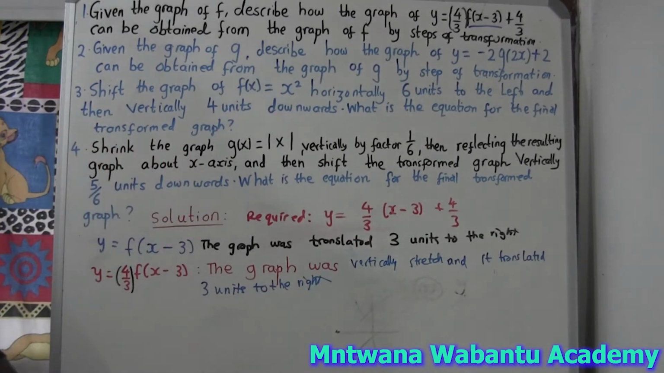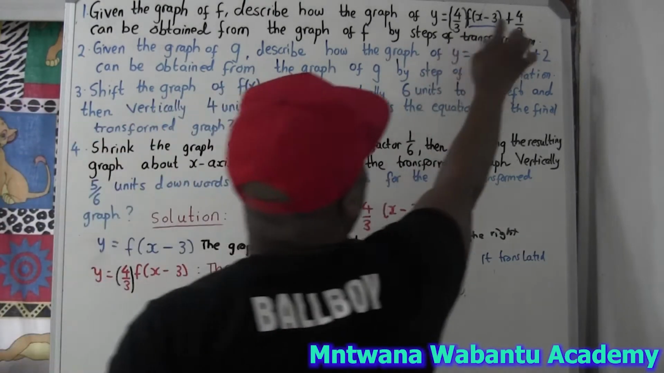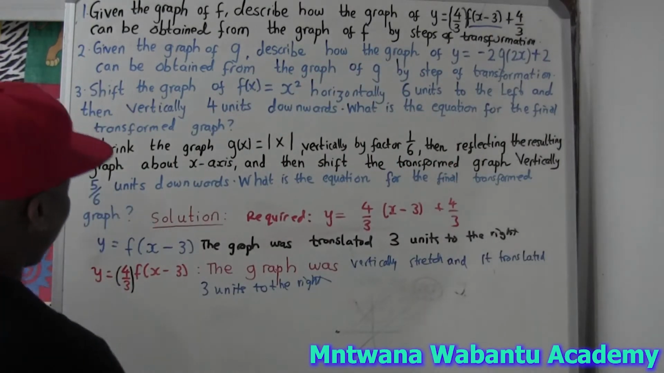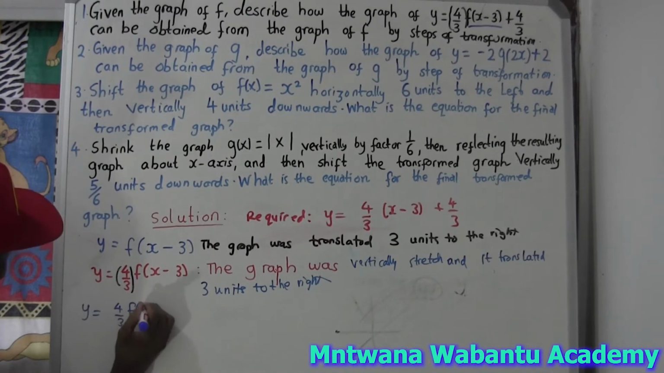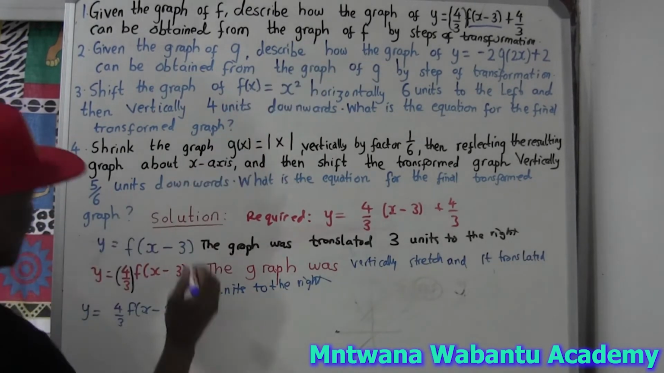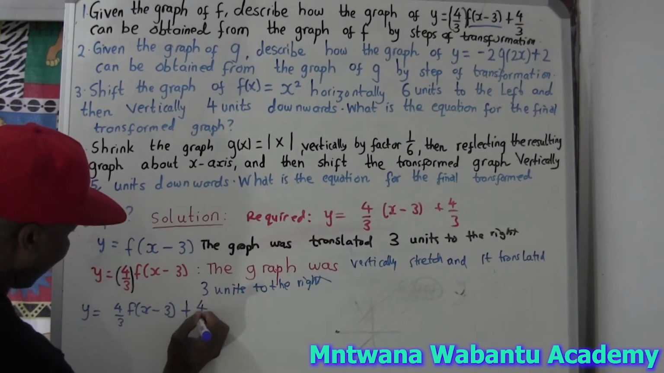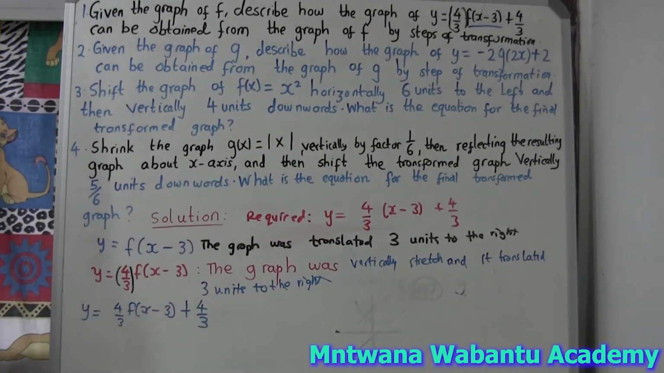Okay, cool. So now the next step: we want to add plus 4. So the next step is going to be 4 over 3 f(x minus 3). We add 4 over 3. Okay, look.